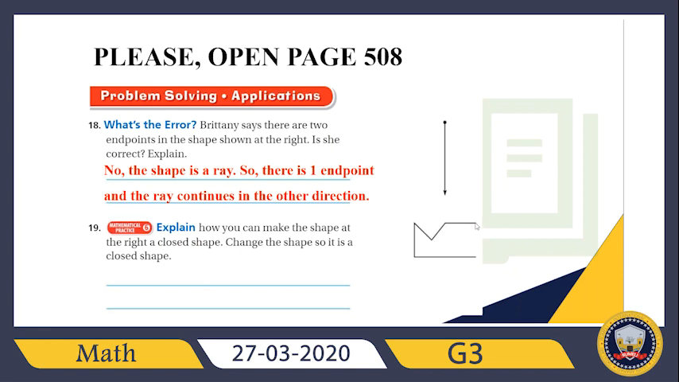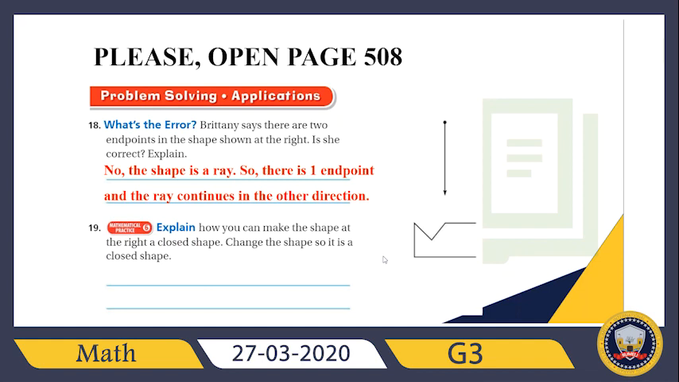So I'll start from here. Let's track the line segments. I'll track and check. My endpoint is here, but I start from here. So my start and end points are different. If they are different, I know right now it's an open shape. It says make it a closed shape.